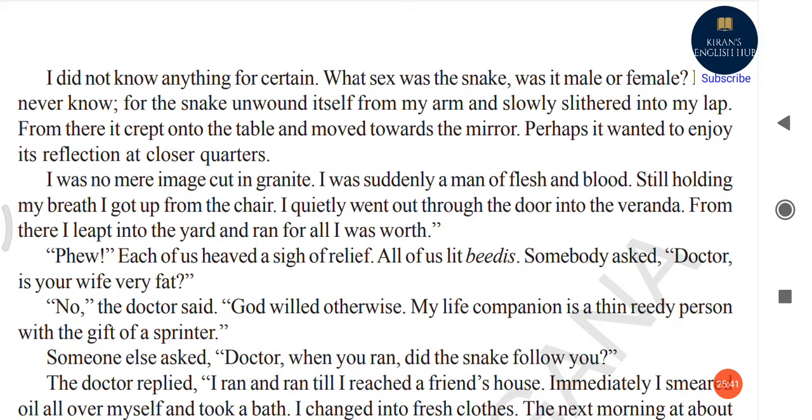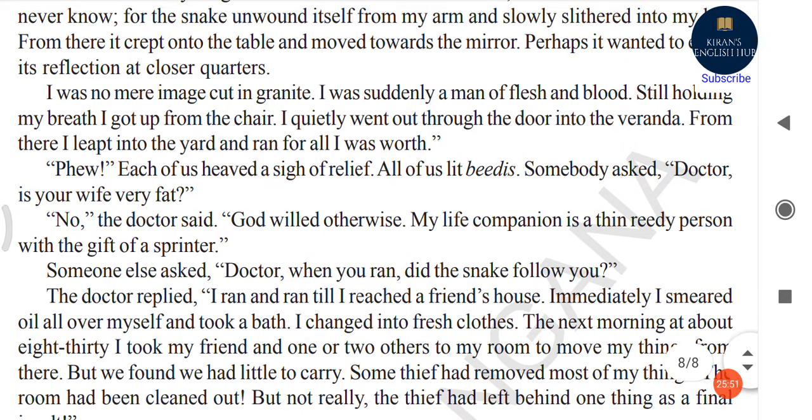Again somebody asked, doctor, is your wife very fat? So you see this guy is getting another doubt here. He's asking, doctor, is your wife very fat now? No, the doctor said, God willed otherwise. If God wanted to give me a beautiful wife or a fat wife, he would have, but he did not give me. My life companion is a thin, reedy person with the gift of a sprinter. What are the qualities of his wife? She was a very thin and reedy person with the gift of a sprinter. A sprinter is a runner. For example, if this doctor makes any type of joke and runs away, his wife would run along with him.